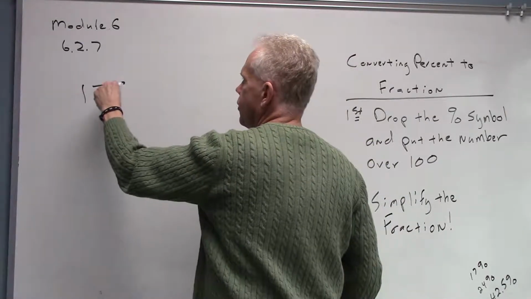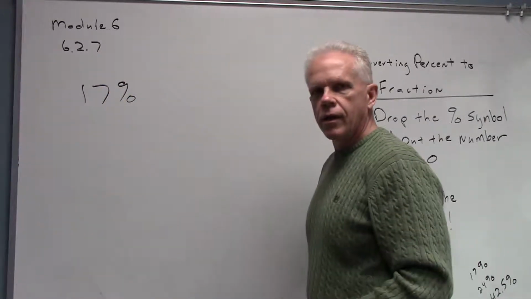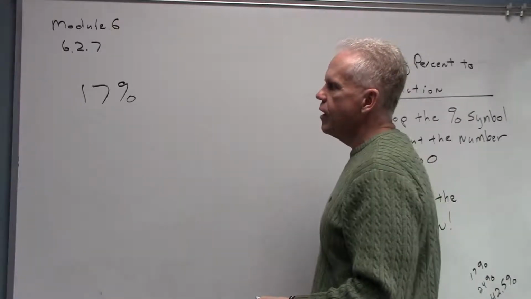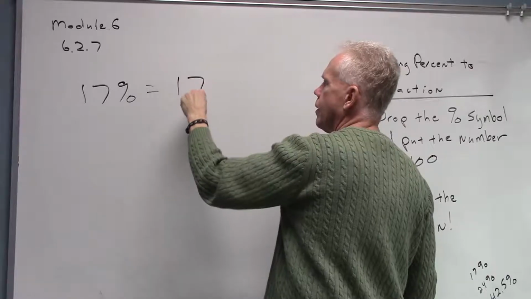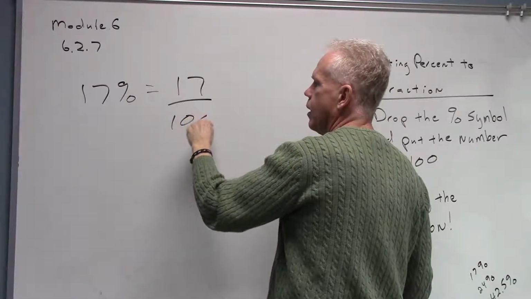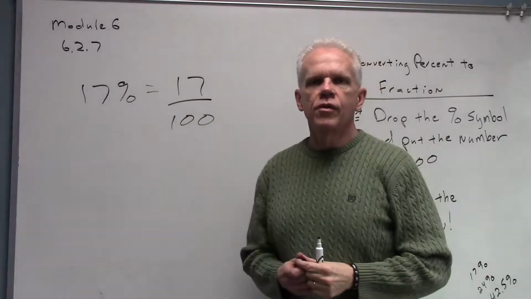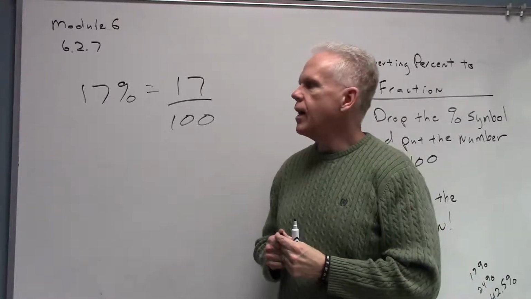So let's start off with something as simple as 17%. To change that percent, 17% to a fraction, we're simply going to drop the percent symbol, take the number 17 and put it over 100. Now, of course, we can't simplify that. That's already simplified, set to go.